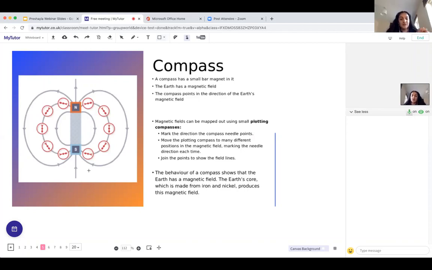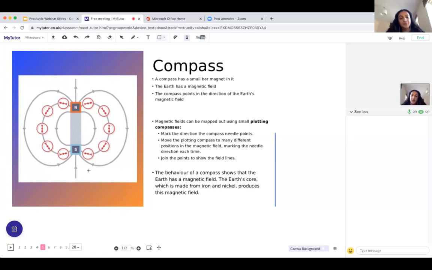So I'm sure you've seen a compass, you might have used it for something like DofE. A physical compass is a circular mechanism which has an arrow in it, and it tells you north, east, south and west. Now that compass has a very, very small bar magnet inside it. That bar magnet works with the Earth's magnetic field, and the arrow points in the direction of the north.